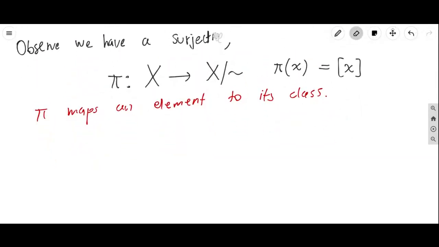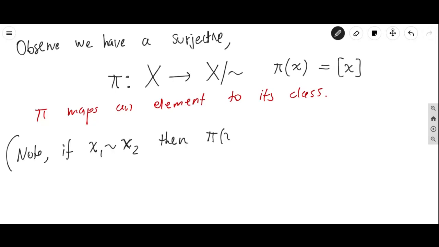And the reason why it's surjective has to do with the fact that every equivalence class is, by definition, of this form. That's just by definition. All classes look like that. So you are certainly mapping. Now note, if x1 is equivalent to x2, then pi of x1 becomes equal to pi of x2. So equivalent elements in X get mapped to the same point.